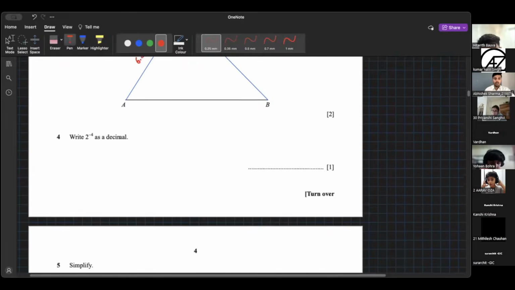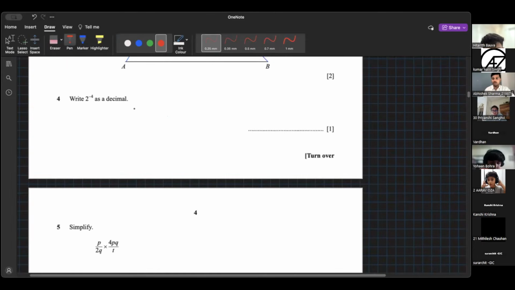Okay. Question number 4, it says write 2 raised to negative 4 as a decimal. So simply it's a calculator paper. We can use the calculator. 2 raised to negative 4, and the answer is 1 upon 16, which is 0.0625. Next question.